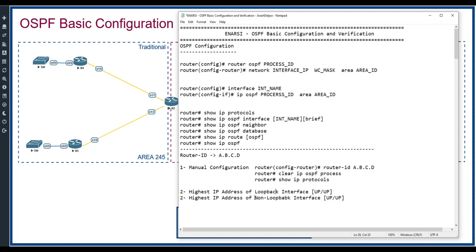But with the non-loopback interfaces, such as serial or FastEthernet, it is possible that, for example, the cable is disconnected, the interface itself is corrupted, and other things. Because of that, it's better to use the loopback compared with the non-loopback IP address. But the best practice in OSPF is to configure the router ID ourselves. Why? Because the router ID is so important in OSPF.